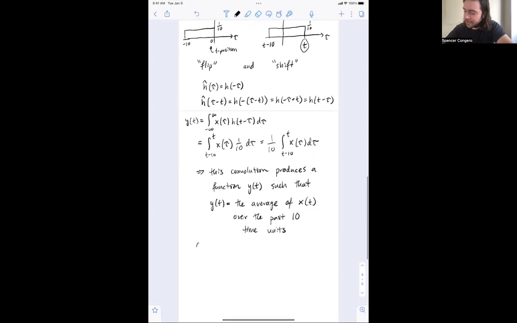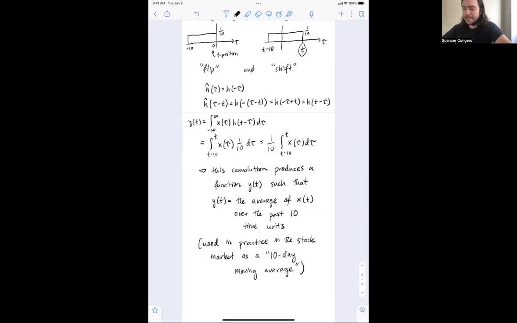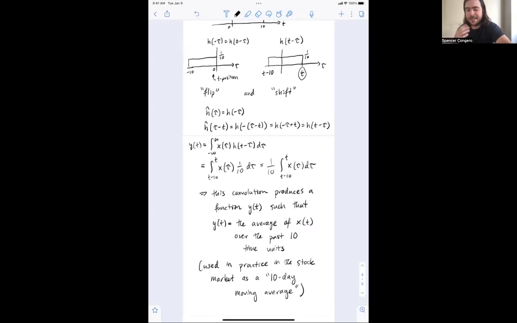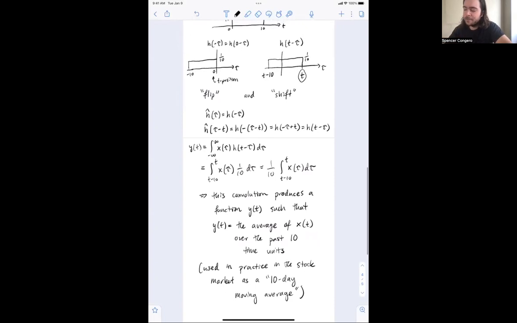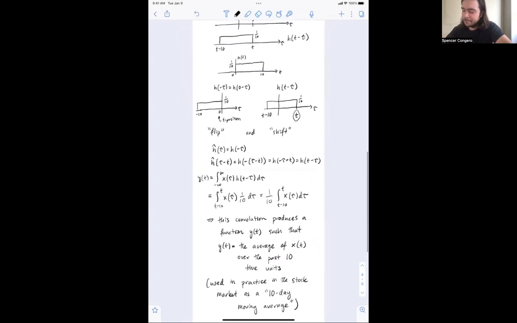And this is actually used in practice. Maybe some of you have heard this before if you've done any investing. This is used in the stock market, and it's called a 10-day moving average. Now there, things are maybe in discrete time. You'll see more of that in 101, but this is the main idea.